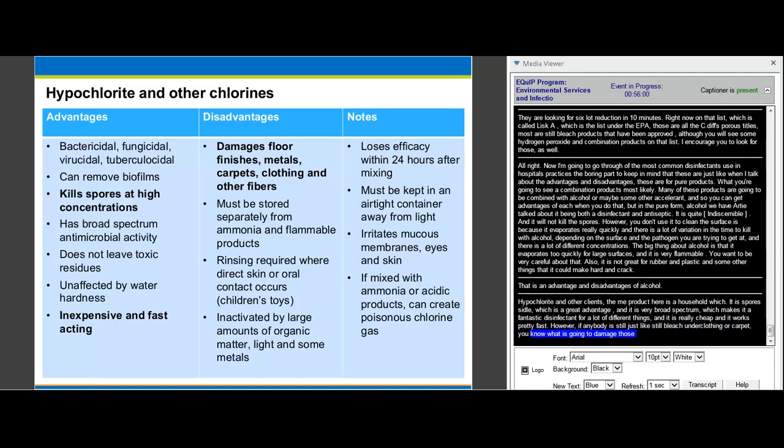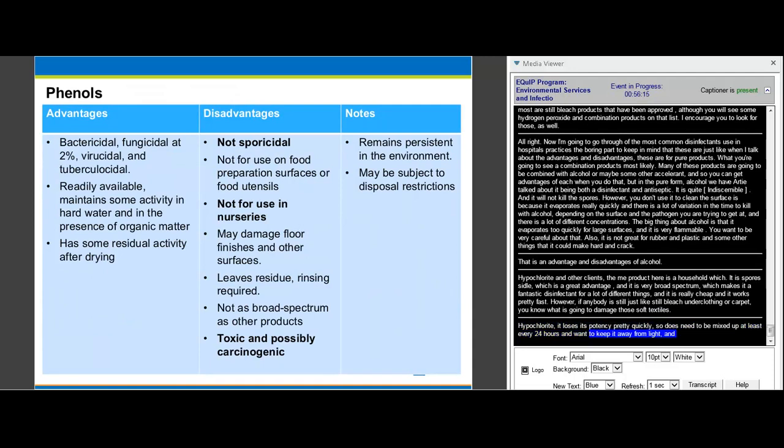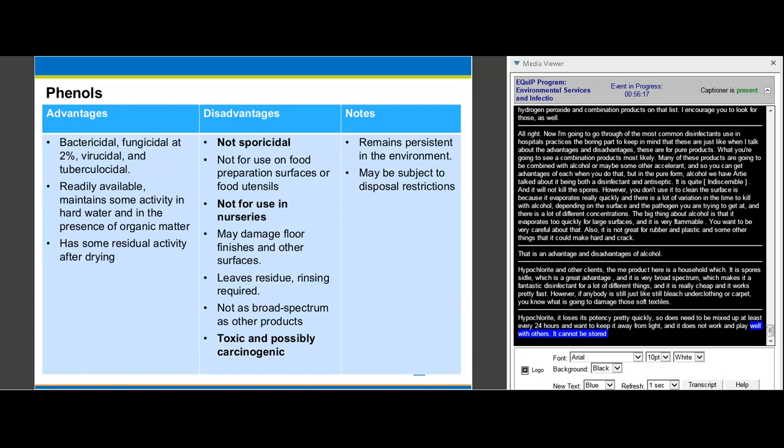Hypochlorite loses its potency pretty quickly, so it does need to be mixed up at least every 24 hours, and you want to keep it away from light. And it doesn't work and play well with others. So it can't be stored with ammonia or acid products because you get this poisonous chlorine gas. So it's got some disadvantages too.